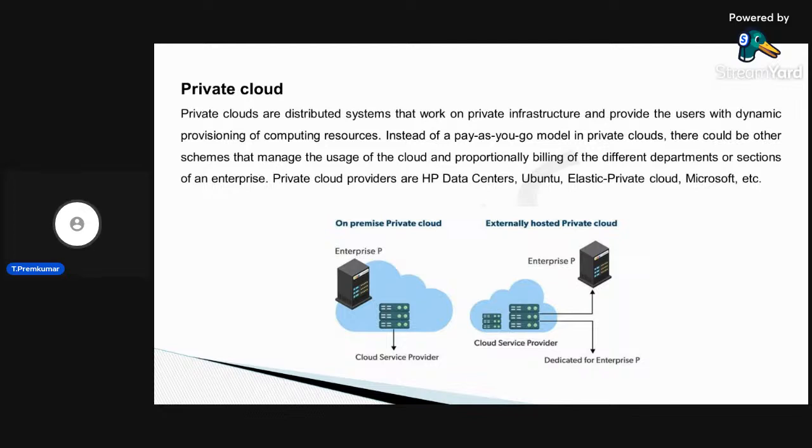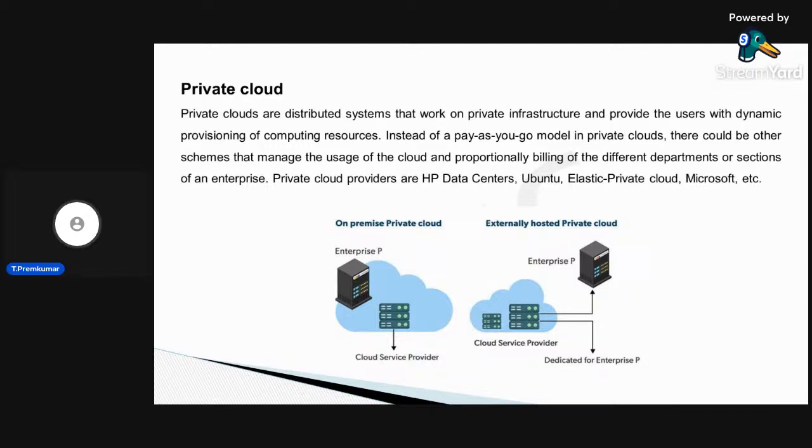Then we see the private cloud. Private clouds are distributed systems that work on private infrastructure and provide users with dynamic provisioning of computing resources. Instead of a pay-as-you-go model, in private clouds there could be other schemes that manage the usage of the cloud and proportionally bill the different departments or sections of an enterprise. The private cloud providers are HP data centers, Ubuntu, Elastic Private Clouds, Microsoft, etc.